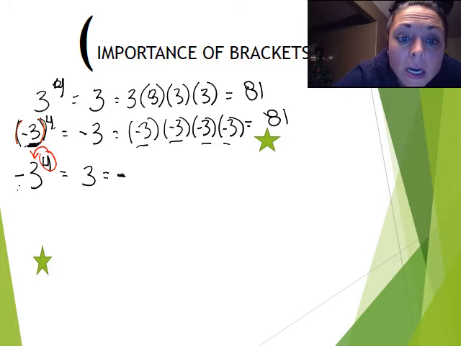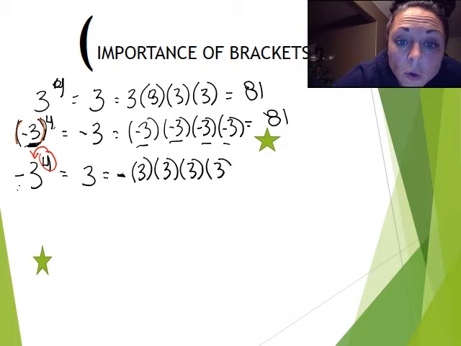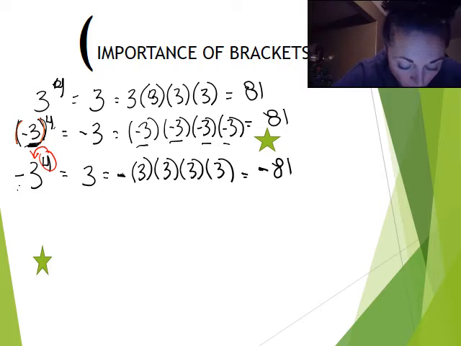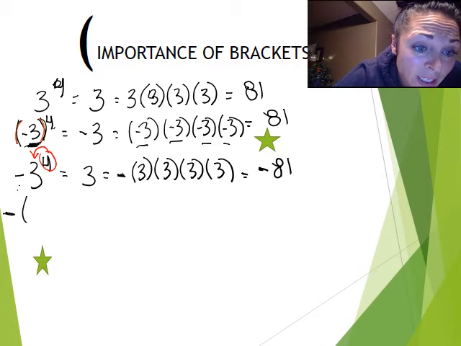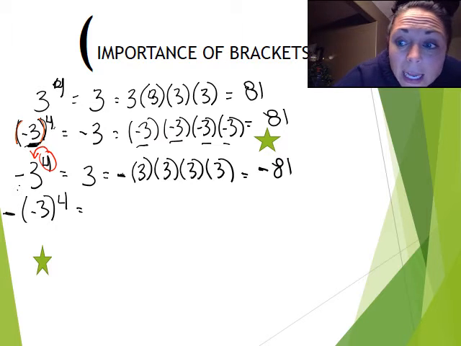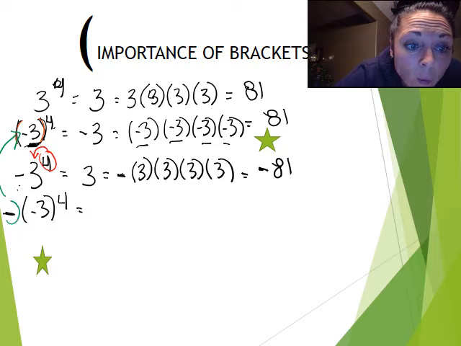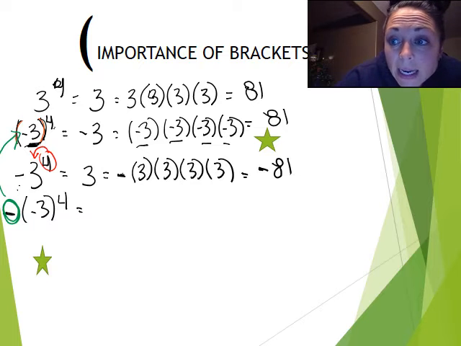So it goes negative times 3 times 3 times 3 times 3. So that will give us, if you put that in your calculator, negative 81. So if I also have a negative times a negative 3 to the power of 4, that means the same as this guy up here. However, we got to make sure that we apply that negative sign.